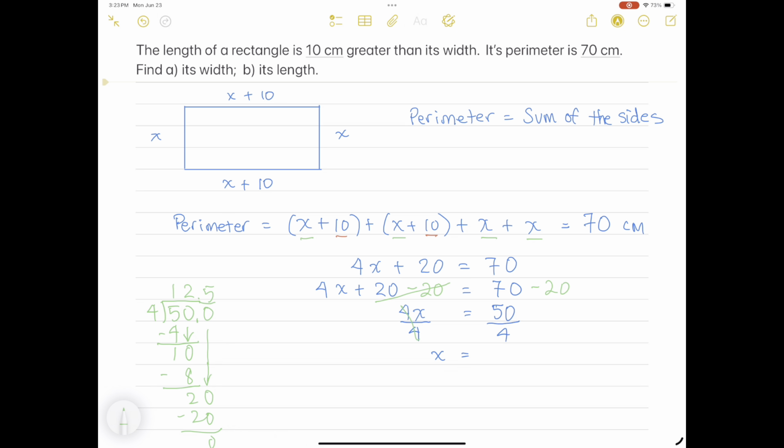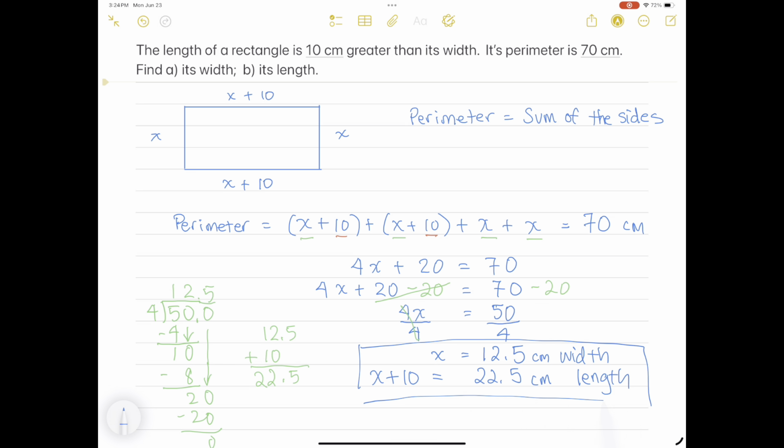So x, the width of the rectangle, equals 12.5 centimeters. And the length would be x plus 10, or 12.5 plus 10. 12.5 plus 10, I do that calculation on the side. It equals 22.5. So the width is 12.5 centimeters, and the length of the rectangle is 22.5 centimeters, and I box my answer.